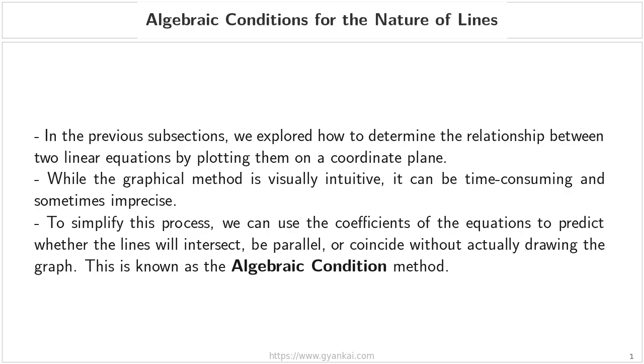To solve this, we are going to learn a much more efficient way. We can actually use the coefficients, the numbers attached to our variables, to predict whether the lines will intersect, be parallel, or even lie directly on top of each other, which we call coinciding, all without ever having to pick up a pencil to draw a graph. This streamlined approach is what we call the algebraic condition method, and it's what we'll be mastering in this session.